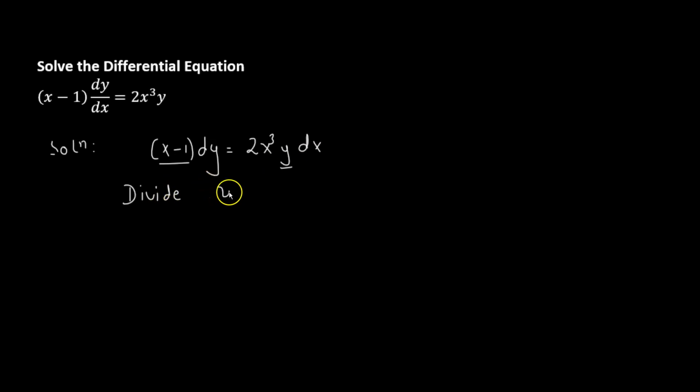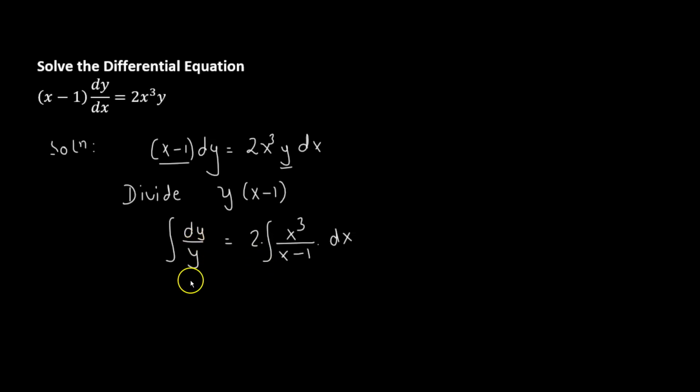Let's solve this differential equation. We can rewrite it as x minus 1 times dy equals 2x cubed y dx. So we'll get rid of this x minus 1 from the left hand side and y from the right hand side. That means we're going to divide both sides by y times x minus 1. That will give us dy over y equals 2 times x cubed divided by x minus 1 times dx. We can see that this is in the separable form, and we can integrate both sides.